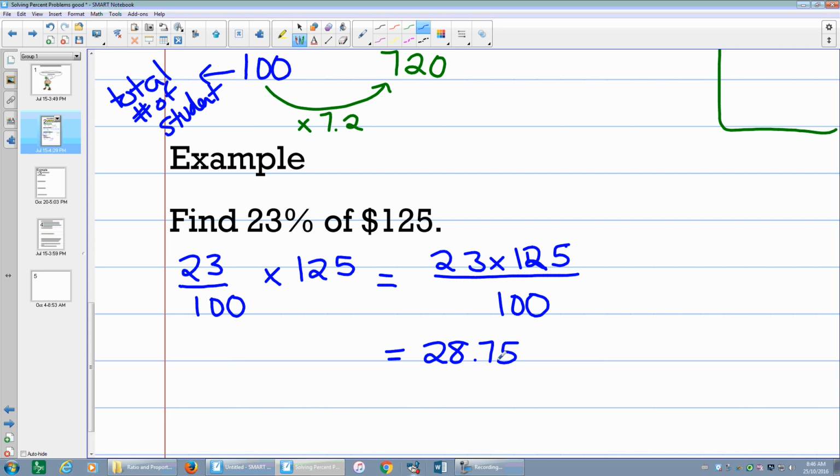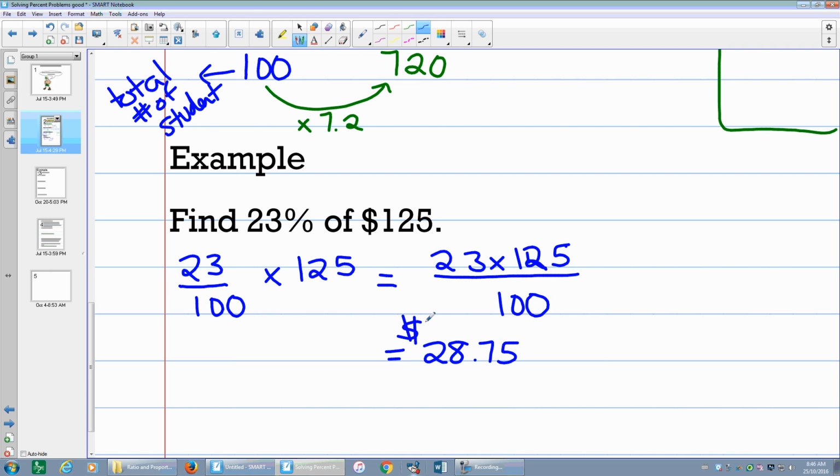So that's not you. We'll continue to do our note. So again, when you do 23 times 125 divided by 100, we get 28.75. So that's saying that $28.75 is 23% of $125.